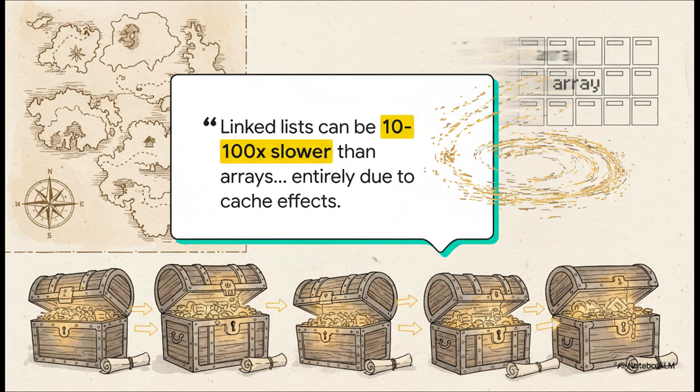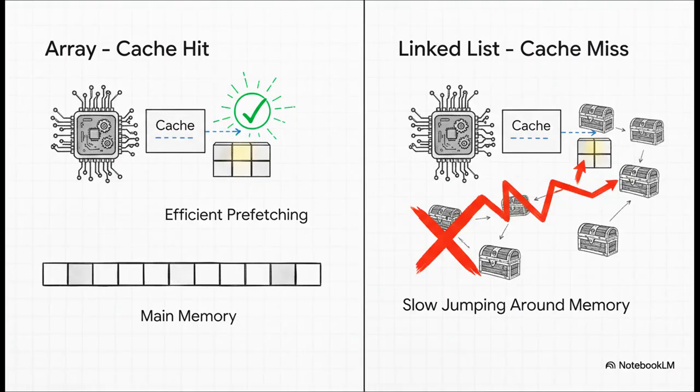And the entire reason for this huge difference comes down to one thing: the way modern computers are built, specifically something called the CPU cache. So here's the deal. Modern CPUs are all about speed, and they have this tiny, super fast bit of memory right next to them called the cache. When you ask for some data, like the first item in an array, the CPU is smart. It says, hey, they'll probably want the next few items too. So it grabs a whole chunk of that array and puts it in the cache. That's called prefetching, and it's lightning fast.